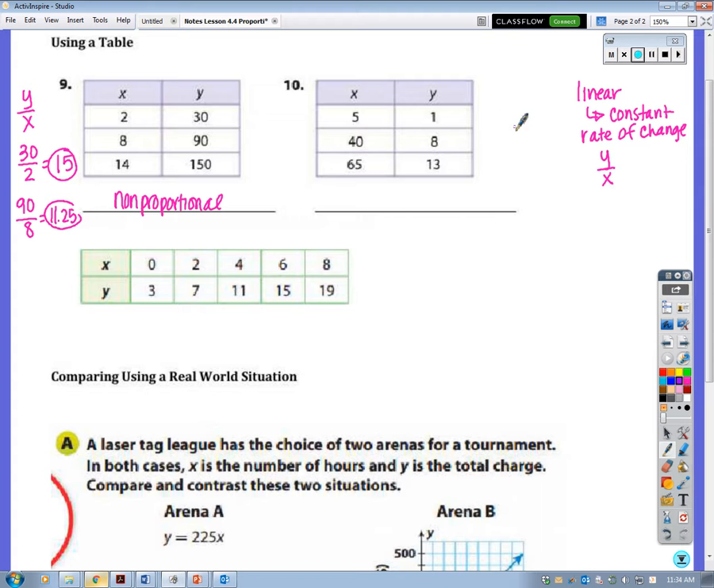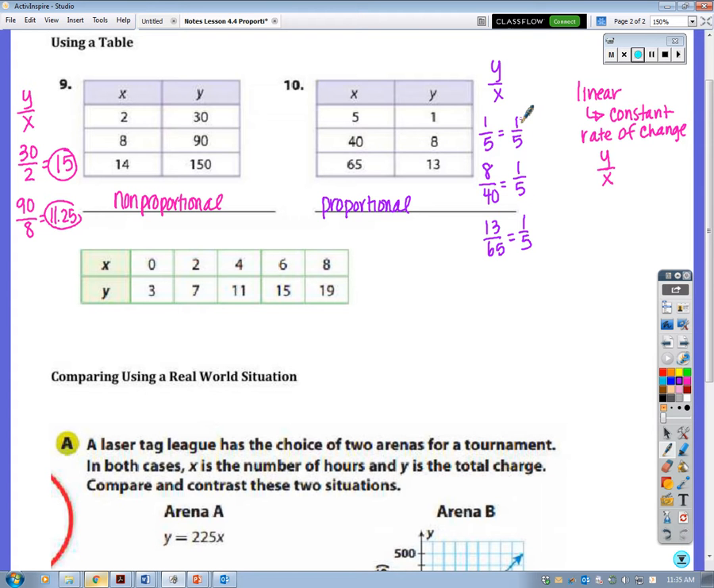And I'm going to do the same thing. I'm going to put my y over x and compare. So I've got 1 over 5, and that simplifies to 1 over 5. So this is what I'm looking for all of these to reduce to. I've got 8 over 40, and 8 over 40 does reduce to 1 over 5. So far so good. So I'm going to check that last one of 13 over 65. And 13 over 65 does also reduce to 1 over 5. So this is proportional. And I know that because this rate of change is constant.